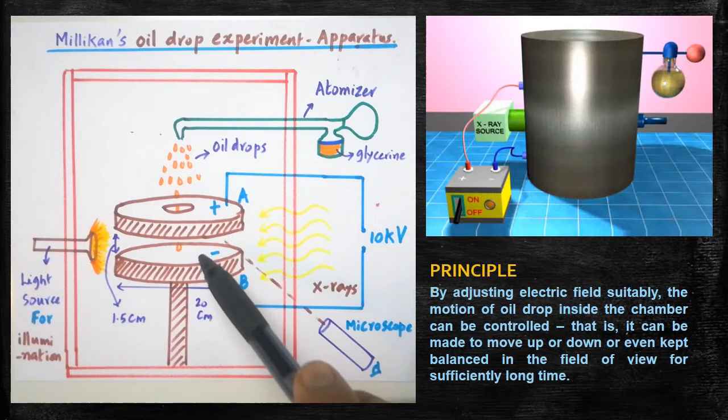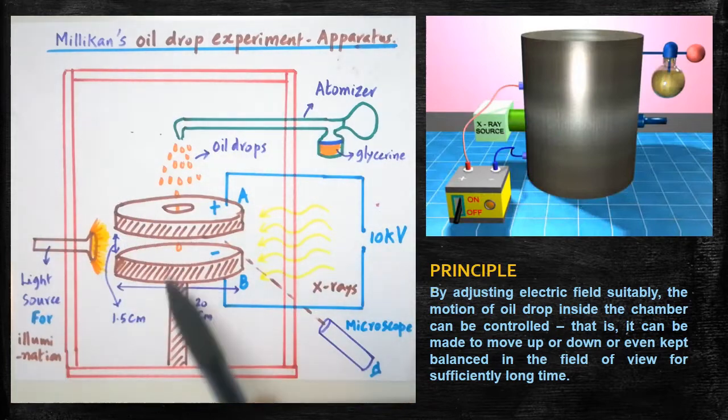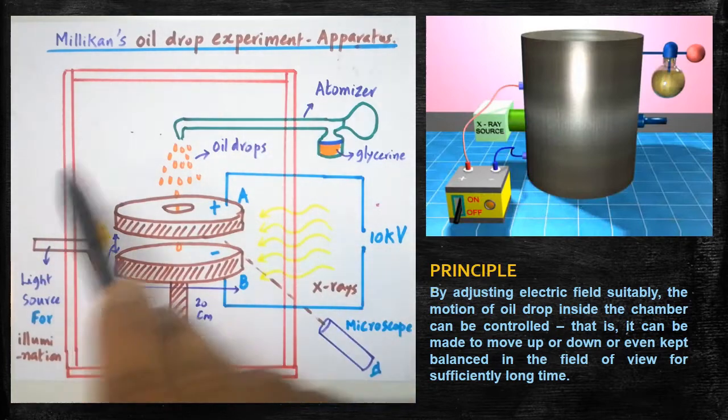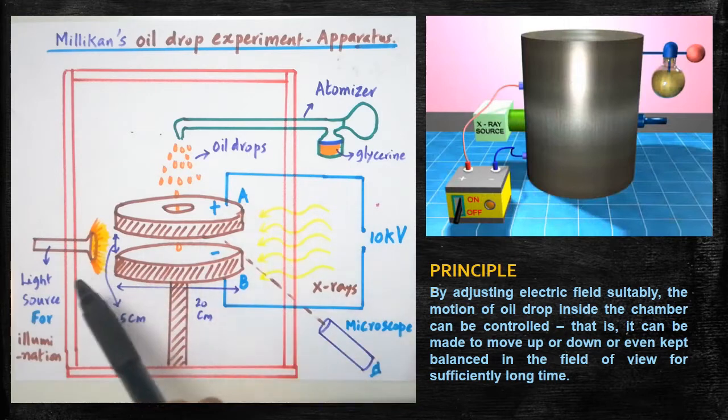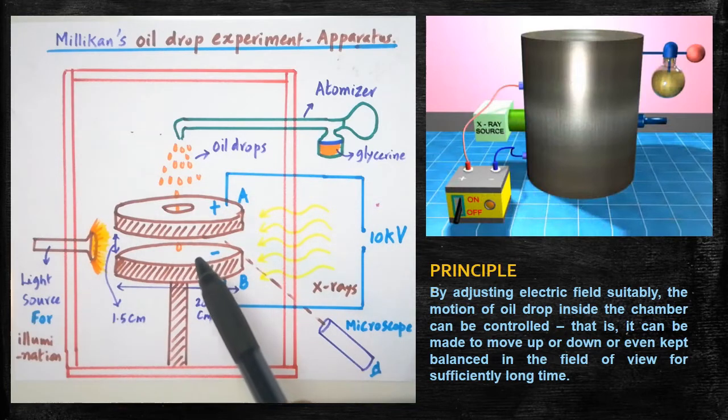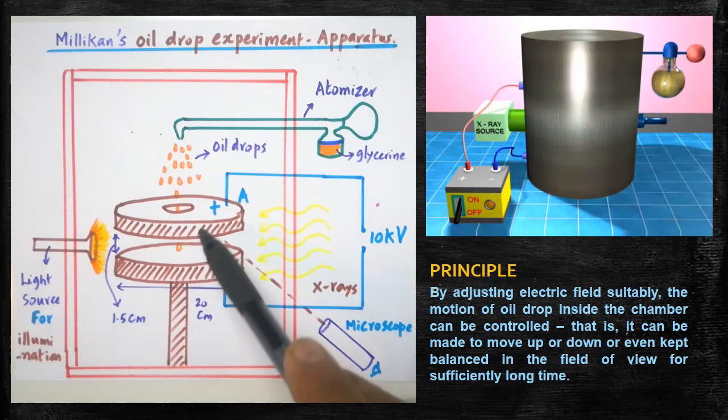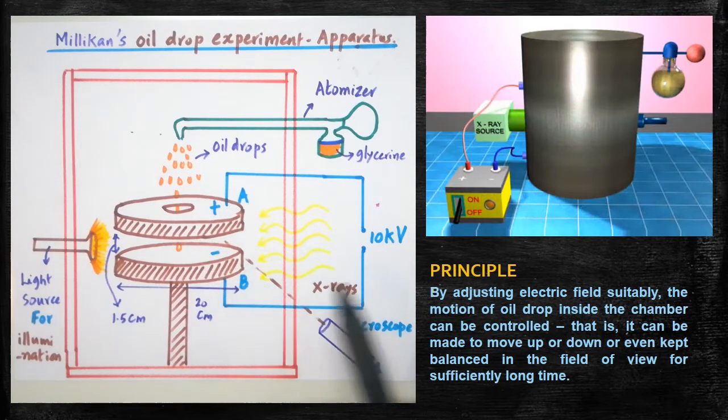These two parallel plates are enclosed in a chamber, and the walls are all made of glass. Only then are we able to see what is kept inside. In between the two plates, a very high potential difference is maintained, around 10,000 volt, that is written as 10 kilovolt.